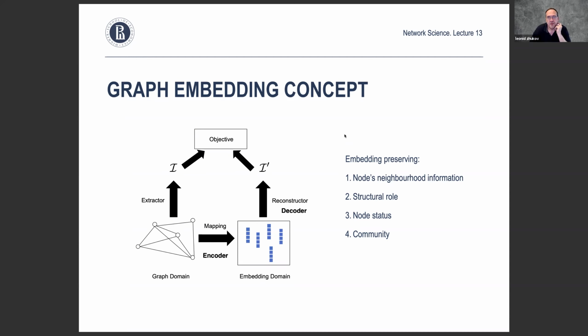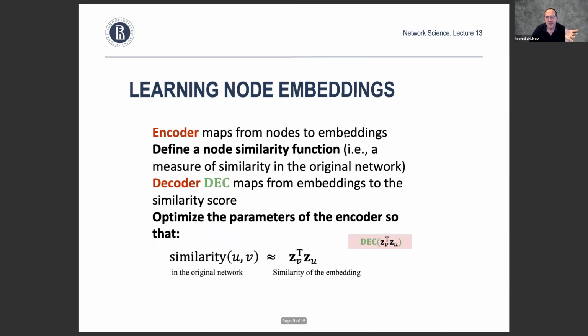So we want to learn those encodings, as I said, and the encoder maps the nodes to the embedding, right? And let's say we select one particular similarity function, and let's say similarity in our original network is whatever we choose, but we can, for example, select similarity as just being nearest neighbors, or being on the same neighborhood. And in the embedding space, we try to use dot product as their similarity.